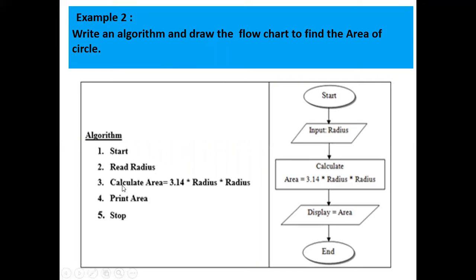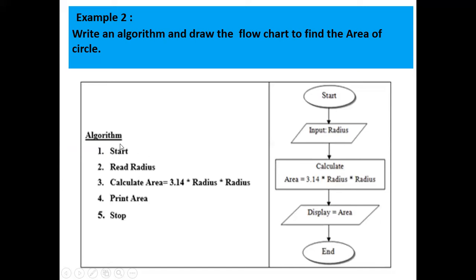Then the next one, the calculation. Here area equals 3.14 into radius. Now the result is stored in the variable area and that output is displayed to the end user. So give the command print area, then stop this algorithm.